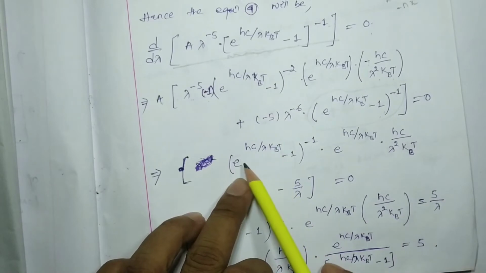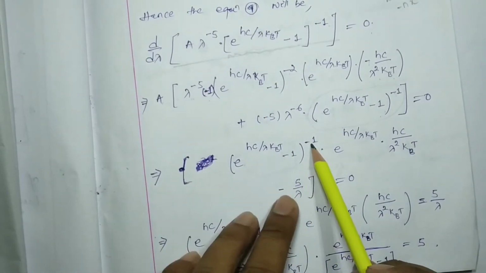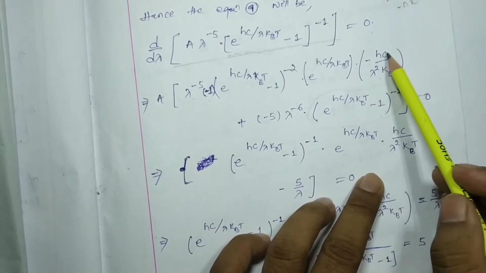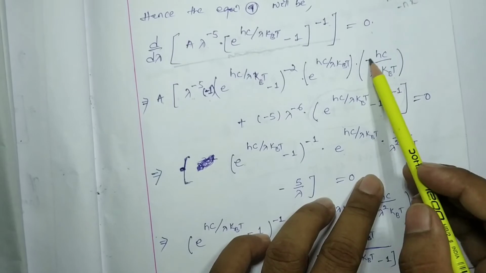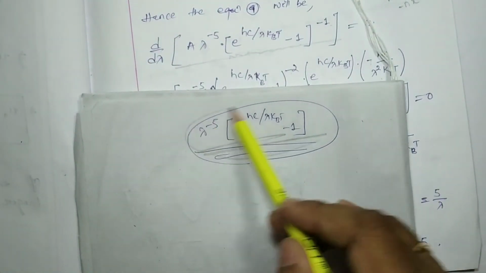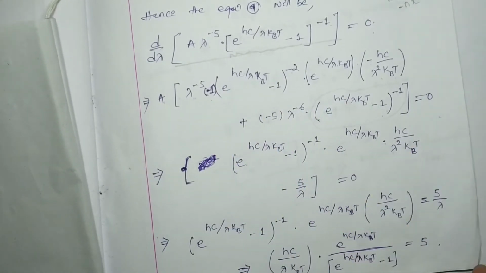so it will be e to the power hc by lambda kBT minus 1 to the power minus 1, and this term e to the power hc by lambda kBT into hc by lambda square kBT, here minus is multiplied with minus, plus. So if we take these two terms common from this and this, it can be divided, right side it will be 0. See, one step I have omitted, whatever I am explaining.